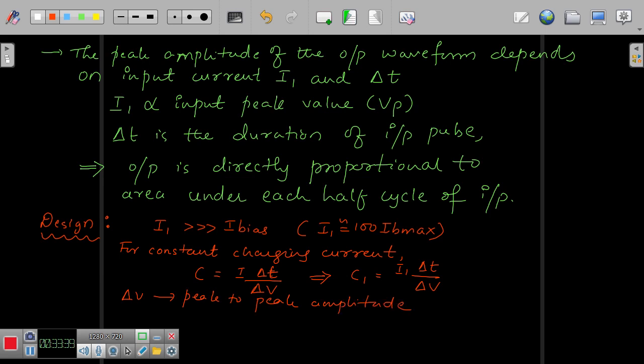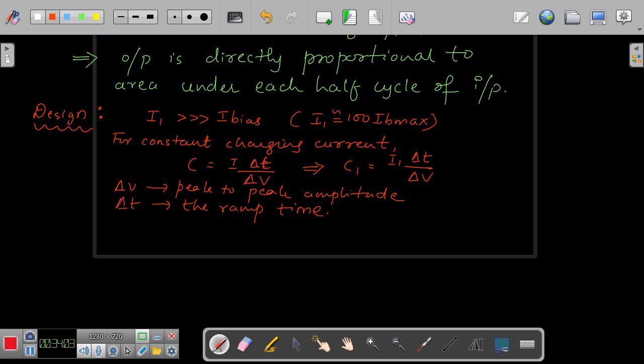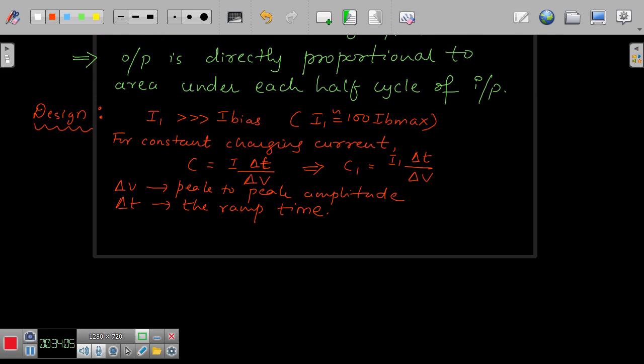Delta V is the peak to peak amplitude, and delta T is the ramp time. So selection of R1 and C is interchangeable.